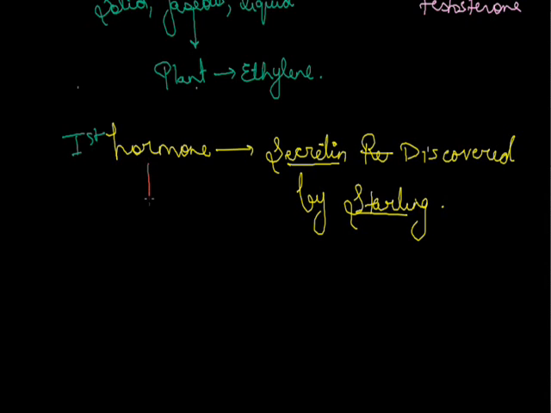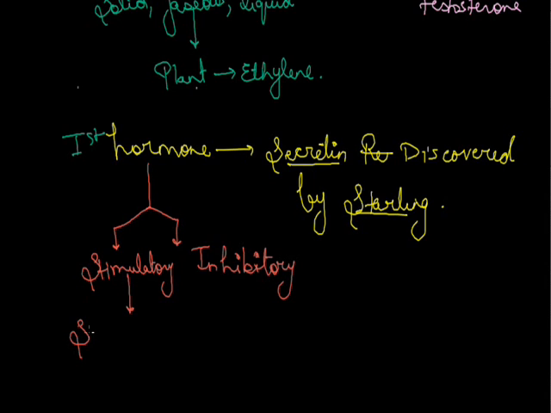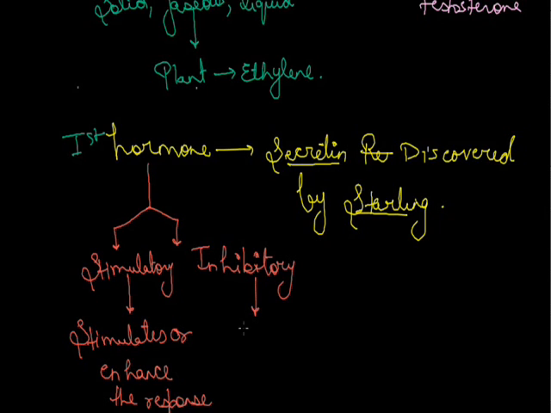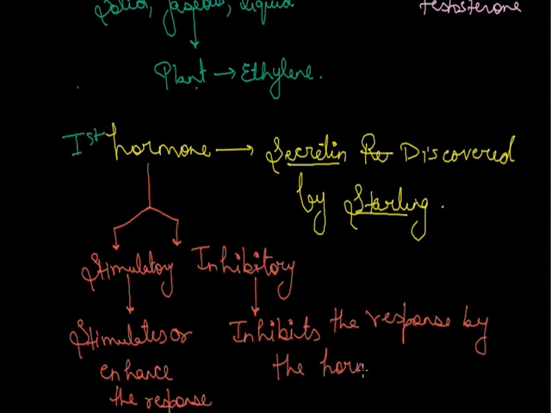Hormones are further of two types, that is stimulatory and inhibitory. A stimulatory hormone stimulates or enhances the response, whereas an inhibitory hormone inhibits the response via a feedback mechanism.